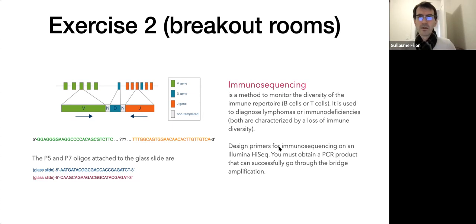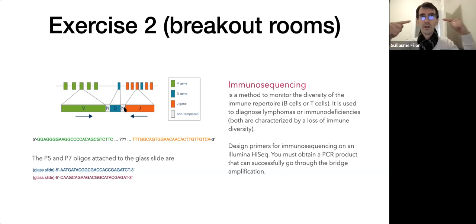Design primers for immunosequencing on an Illumina RNA-Seq. You must obtain a PCR product that can successfully go through the bridge amplification. So the P5 and P7 oligos attached to the glass slides are this and that. Here the V part is indicated with the sequence that is here. The J part is the sequence that is in orange. And so you want to sequence what is in NDN here.